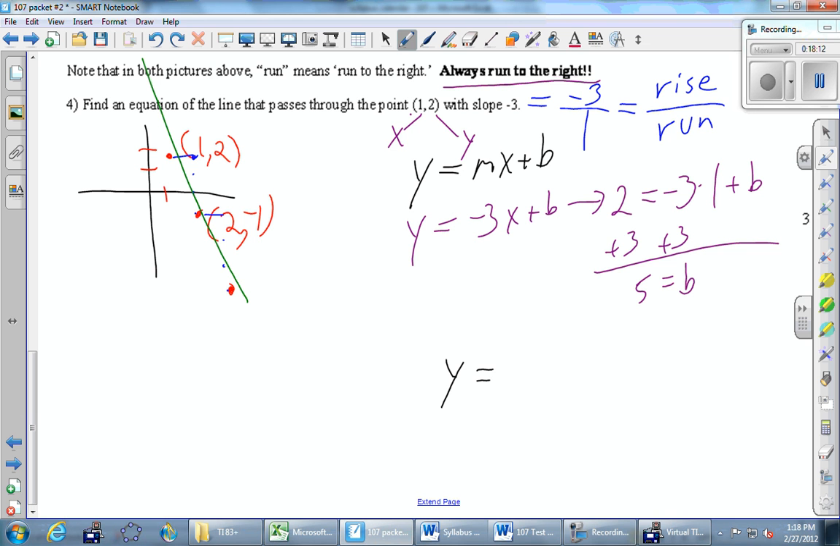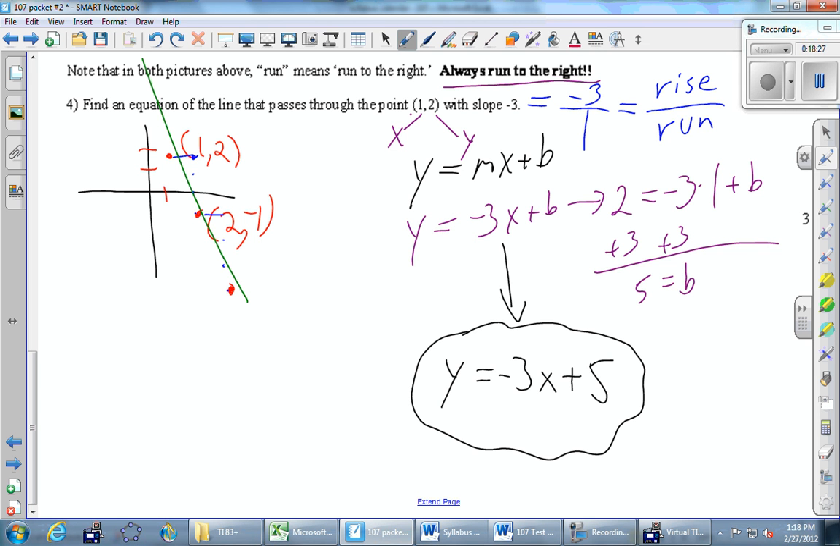And then don't forget the final goal is to write an equation with x and y. Y equals, let's see, it's still -3, x back to x. How much is b? Plus 5. So that right there is the equation of the line. Y equals 3x plus 5.